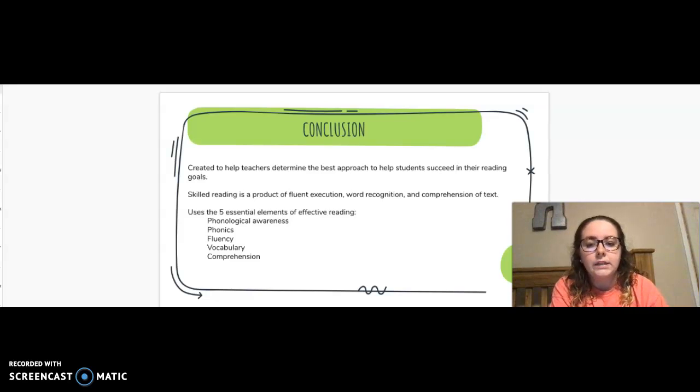In conclusion, the science of reading wants there to be more skilled readers. So it puts an emphasis on fluency, word recognition, and comprehension, and it encourages students to be more involved while using the ideas of the 5 essential elements of effective reading, which include phonological awareness, phonics, fluency, vocabulary, and comprehension.